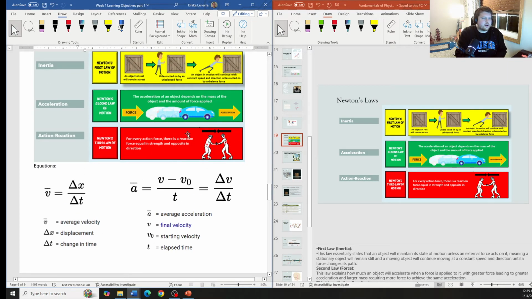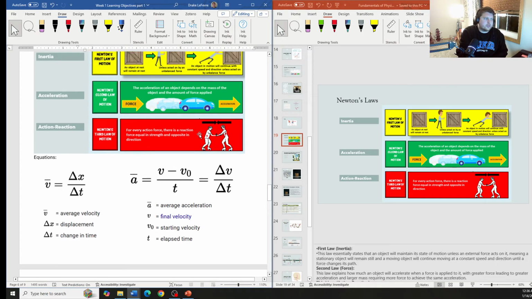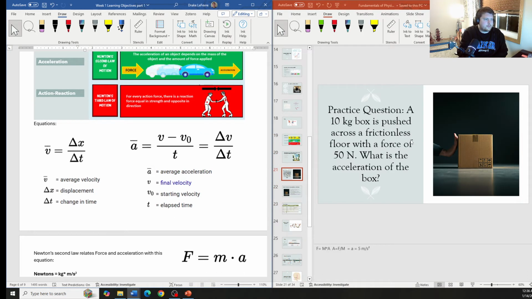Finally, Newton's third law, for every action, there is a reaction that is equal and opposite in direction. So for example, if I slam my foot on the floor, I'm putting force into the floor, and the floor is emitting the same amount of force back up into me. Those are our 3 laws.